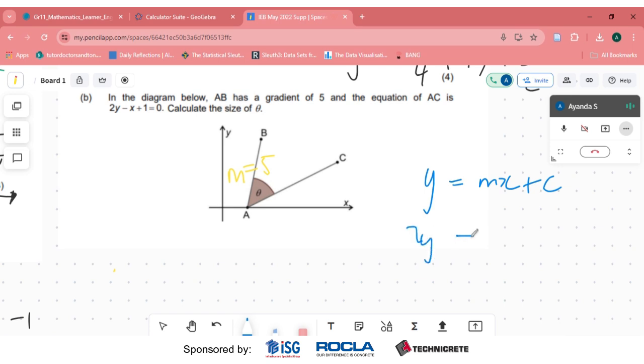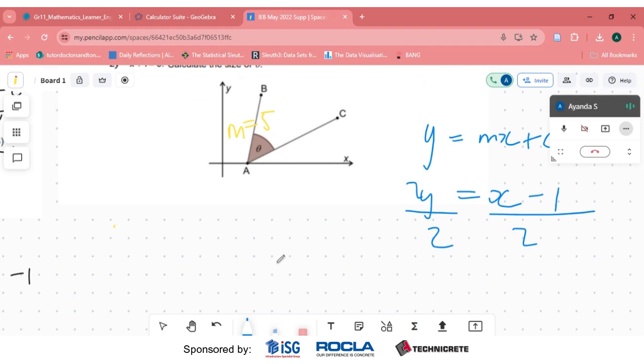We'll have 2y is equal to negative x will become positive x, positive 1 will become negative 1 if we bring these two terms to the other side. Now to get y alone, we'll have to divide both sides by 2, and we'll be left with y is equal to x over 2, which can just be written as a half x, and negative 1 over 2 is just negative a half. So the line AC is given by the equation y equals a half x minus a half.